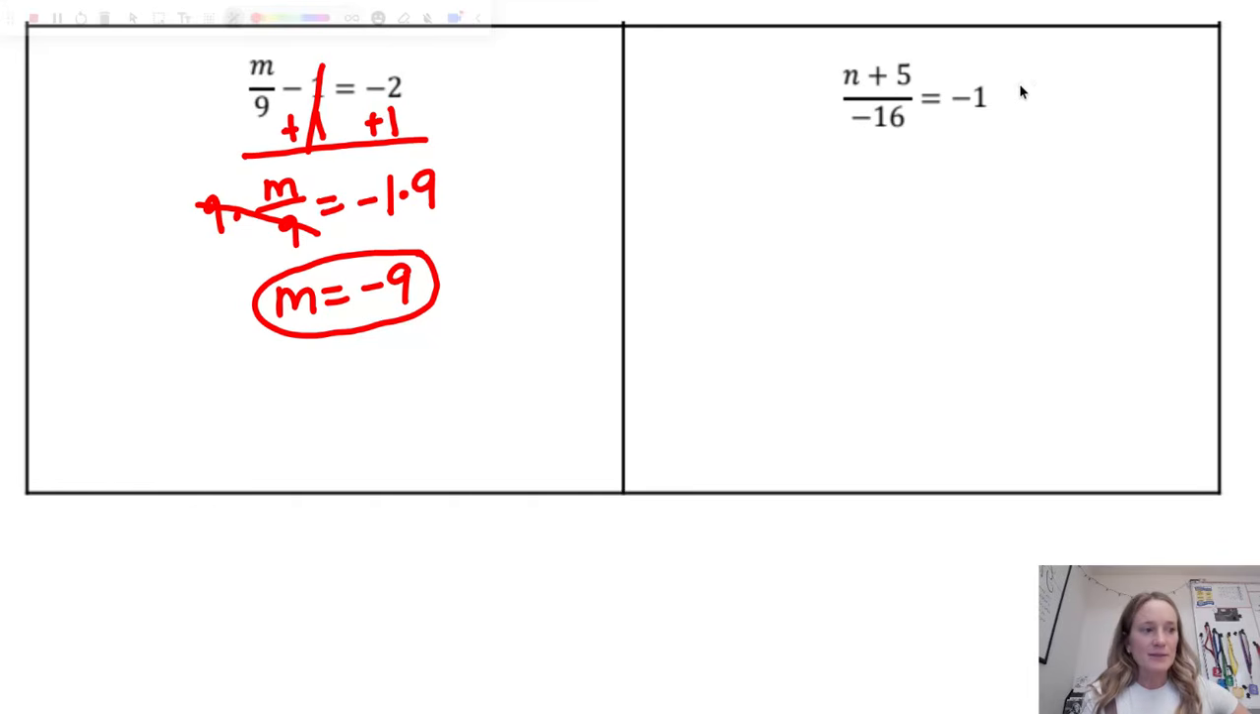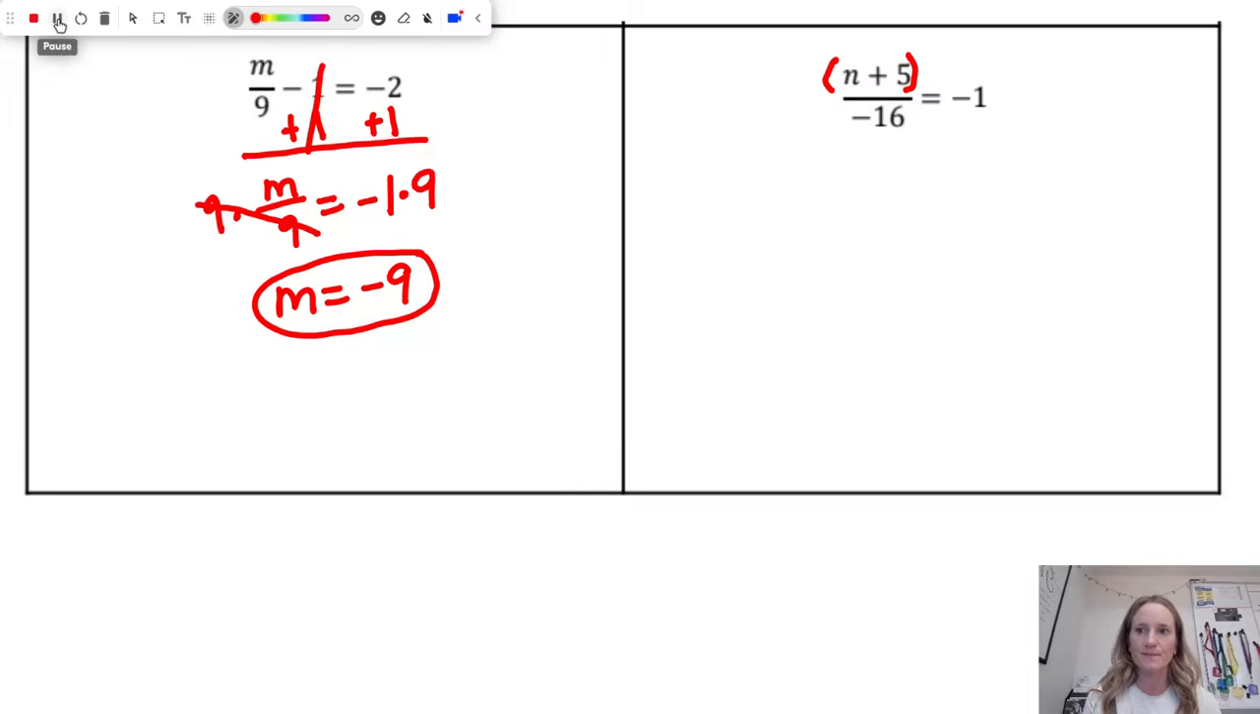This is our last example. I want you to try this one on your own again, and you're going to type the solution that you get into the answer box. Keep in mind that this has a grouping up here. So keep that in mind as you work through this problem to solve for n.